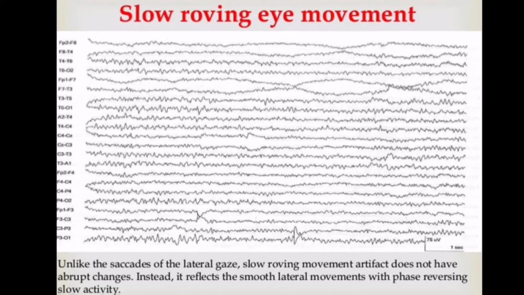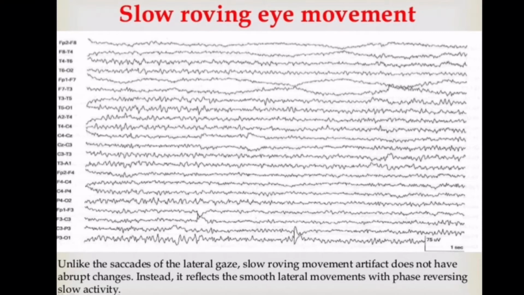When the person's eyes are open and they're blinking, you're going to see that eye blink artifact that I showed you earlier. But when their eyes are closed, there's another type of artifact, which is called slow roving eye movements. This is one of the hallmarks of drowsiness. If you see this in the frontal channels, how it's kind of like a slow rolling wave, you're going to know that your patient is starting to get drowsy.